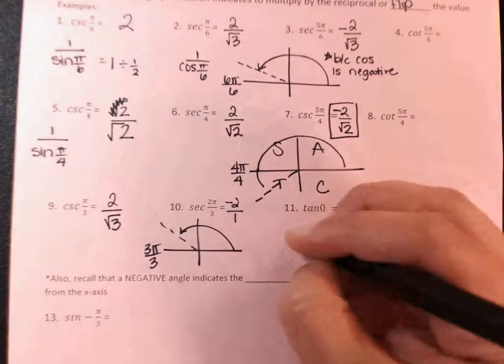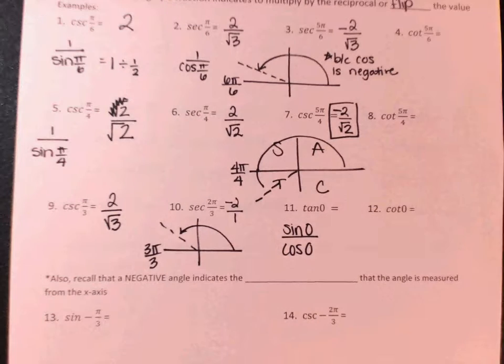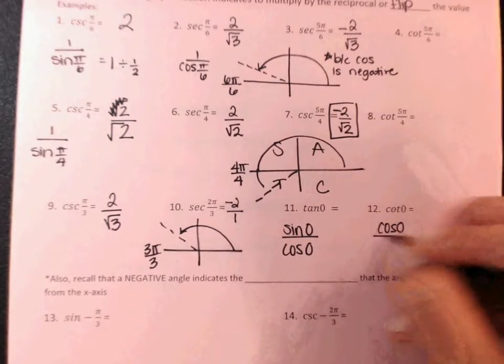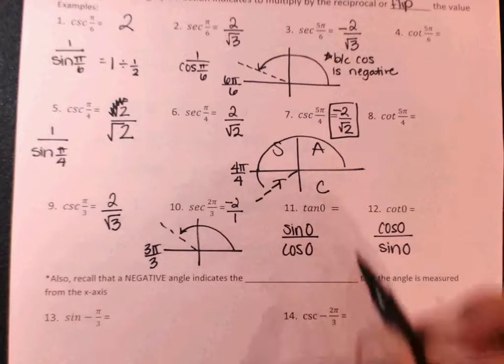Tangent is going to be sine 0 over cosine 0. What will cotangent be? Good. Cosine 0 over sine 0. So remember, the only difference is that they're flipped. Now let's find them. Which finger corresponds to 0 degrees? Pinky, the one I can't bend. Okay, and then sine's on bottom. How many on bottom? 0.